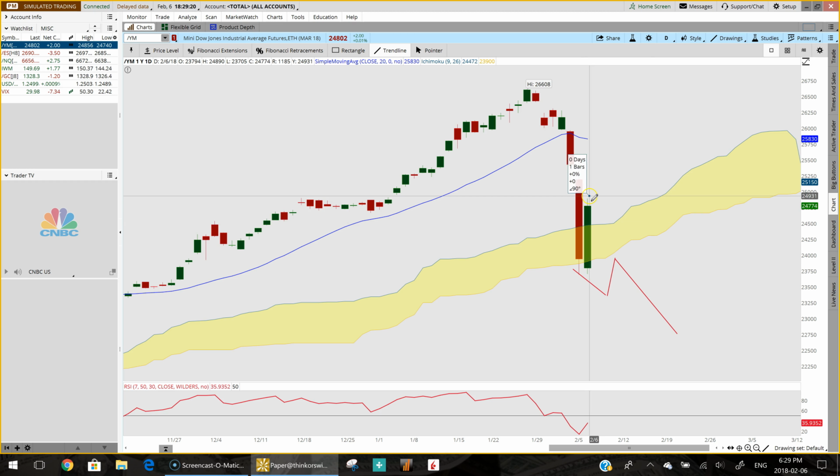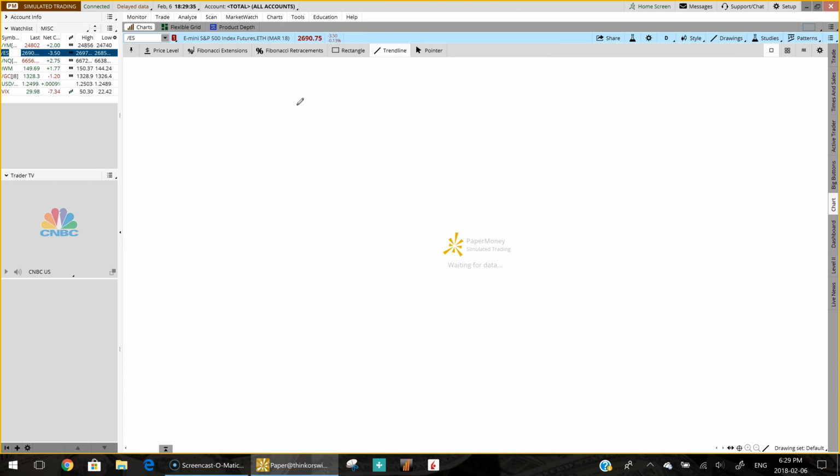Now that we're closed back above, if we get a retest of the cloud here and bounce, then we could be looking at a much more substantial move to the upside. So it's a very, very interesting and very effective indicator to use.